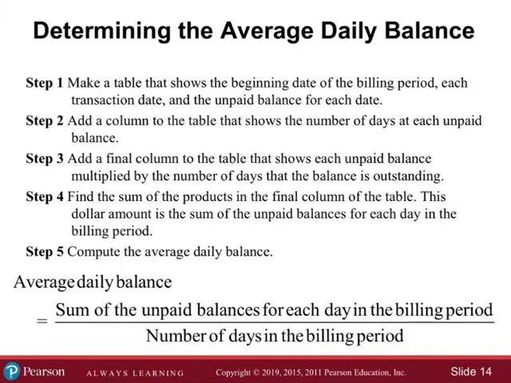Determine the average daily balance. So first, make a table that shows the beginning date of the billing period, each transaction date, and the unpaid balance for each date. And then two, add a column to the table that shows the number of days at each unpaid balance. Okay. Add a final column to the table that shows each unpaid balance multiplied by the number of days that the balance is outstanding. Find the sum of the products in the final column of the table. This dollar amount is the sum of the unpaid balances for each day in the billing period, and then compute the average daily balance. This is the sum of the unpaid balances for each day in the billing period divided by the number of days in the billing period.